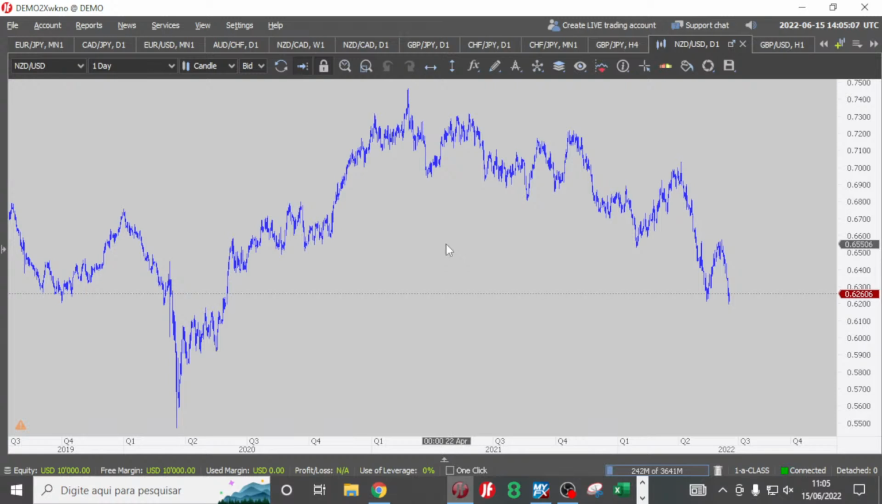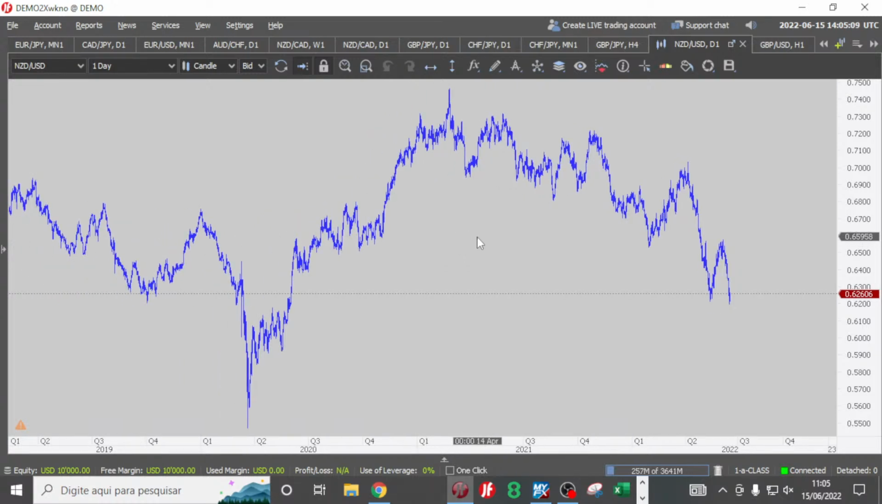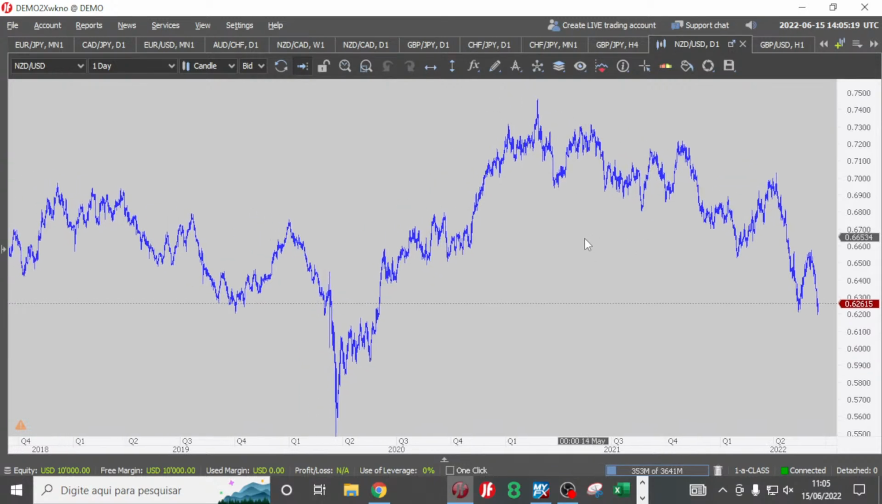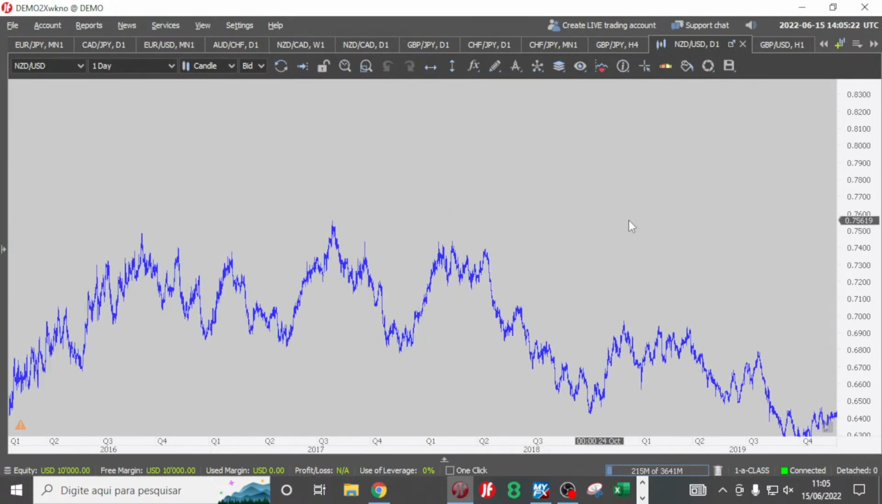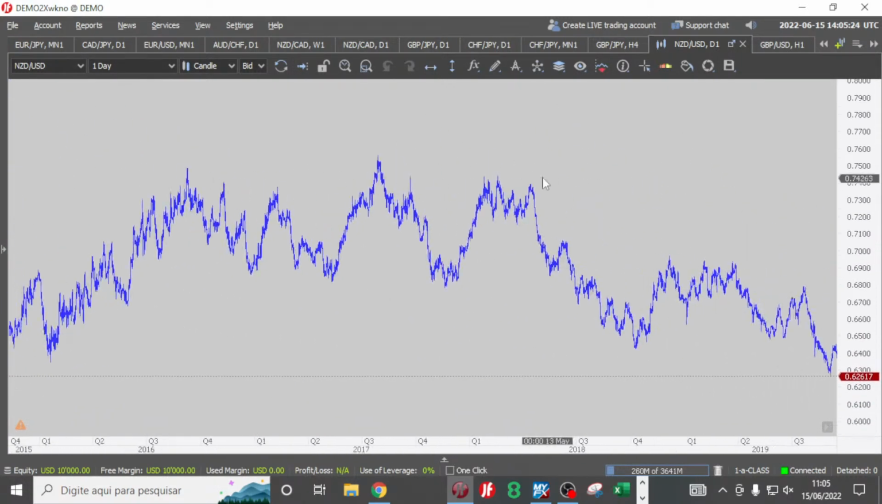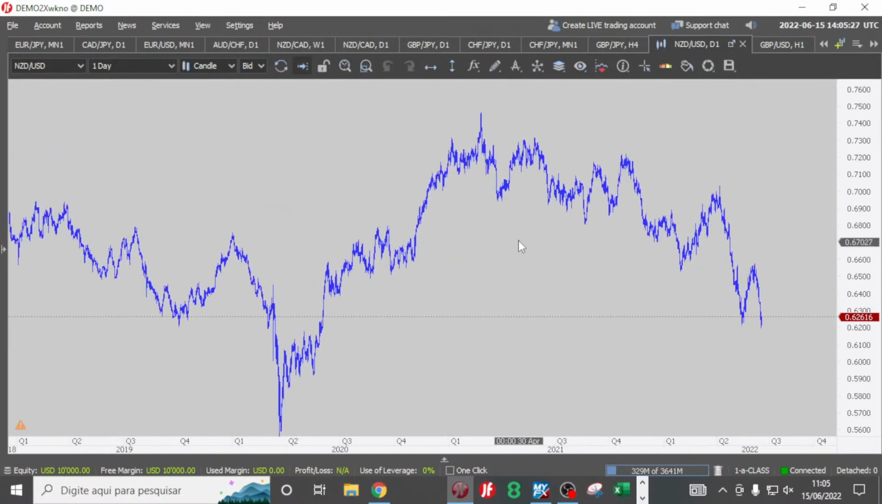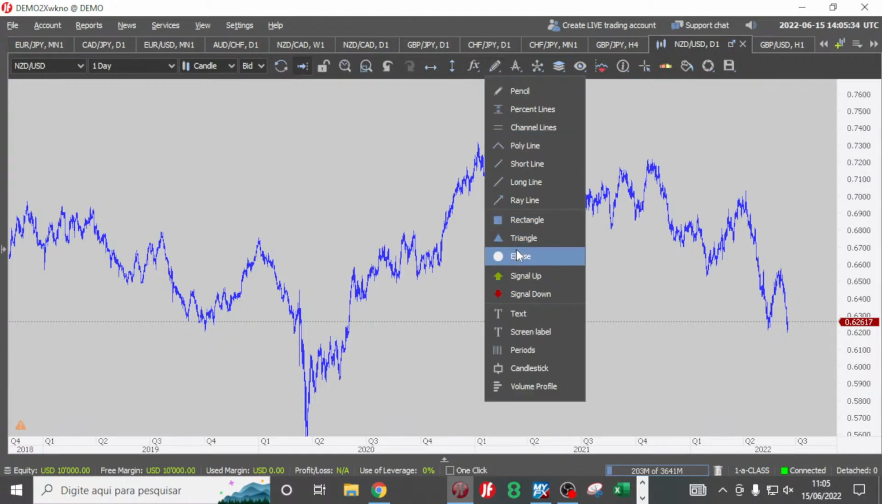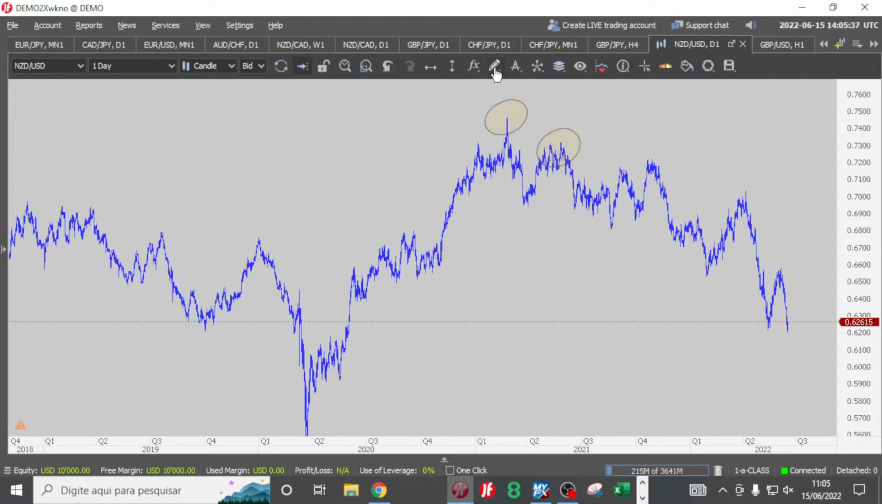Okay. Question, everybody. This is the daily chart. Where should we start our down Fibonacci? Where should we start our original Fibonacci, everybody? Should we start at the first circle? Should we start our down Fibonacci at the second circle? Should we start our original Fibonacci in a downtrend?